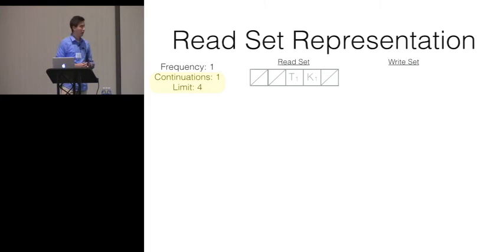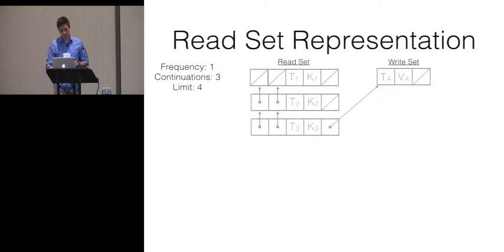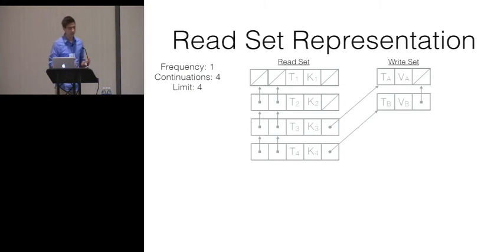Okay, so in this example, our frequency starts out as 1. We already did one read to T1, and we recorded its continuation. We do a read again. We record the continuation. We do that a third time, and we do that a fourth time. At this point, we have 4 continuations in our read set, and that's as many as we're allowed to hold on to.